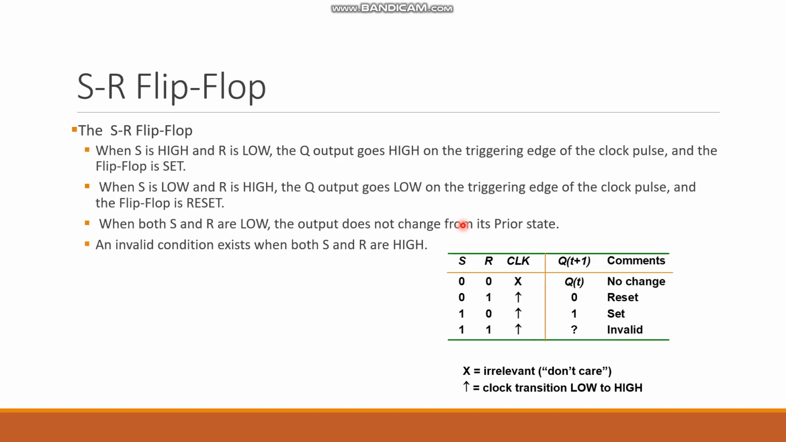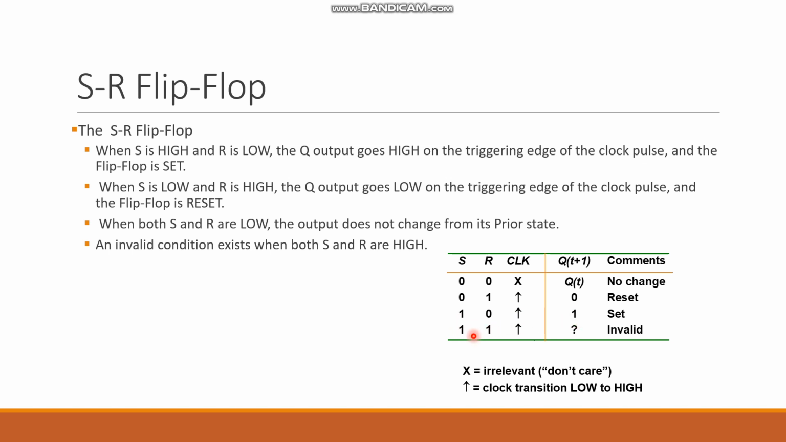So let's say we have S and R and we have the clock pulse as well, and we have the output. So it has 4 states. When S and R, both of them are 0, the output is not changed. It's going to be the same as the previous output. When S is 0 and R is 1, the output is going to be 0. When S is 1 and R is 0, the output is going to be 1.